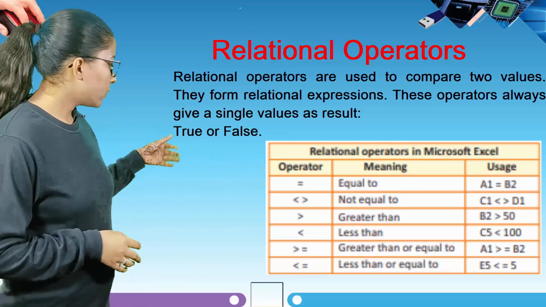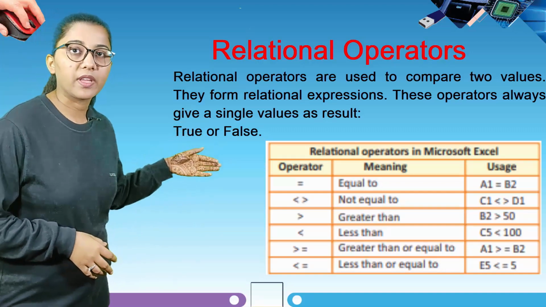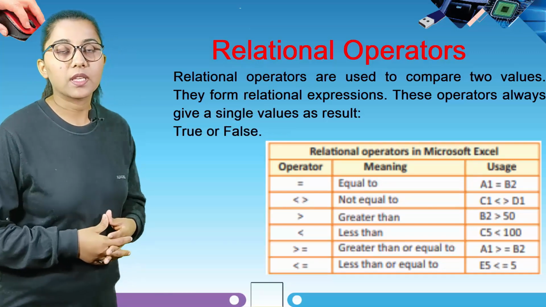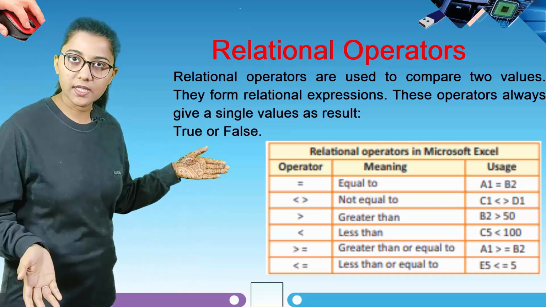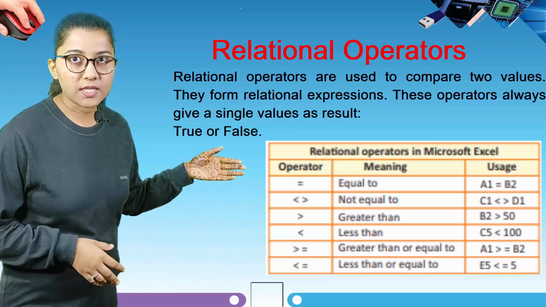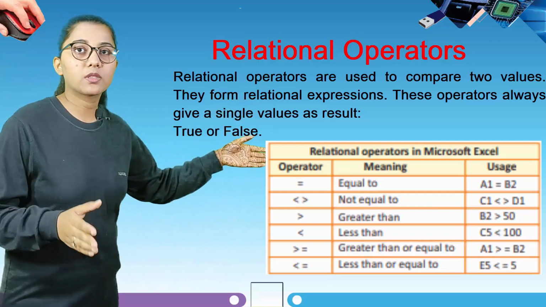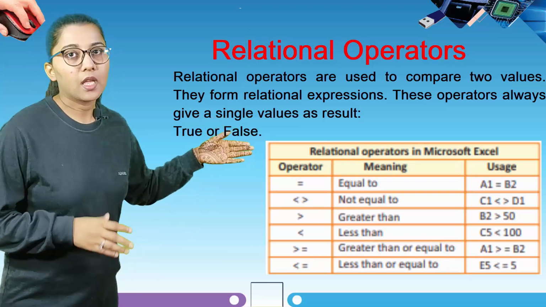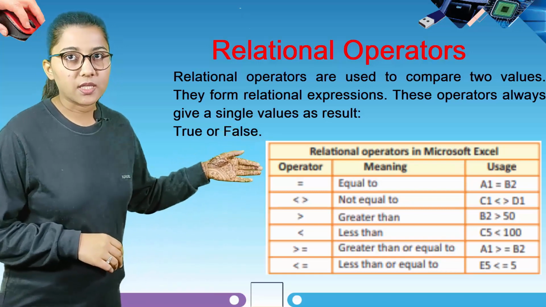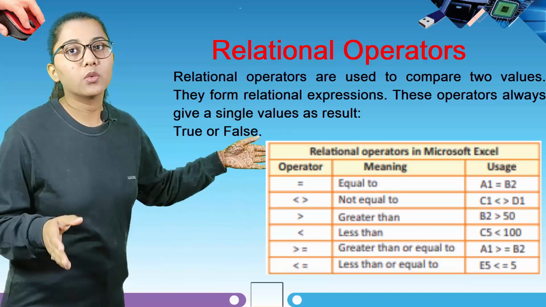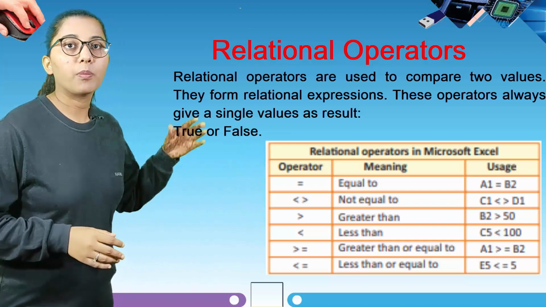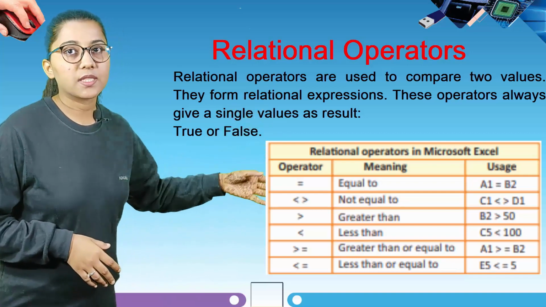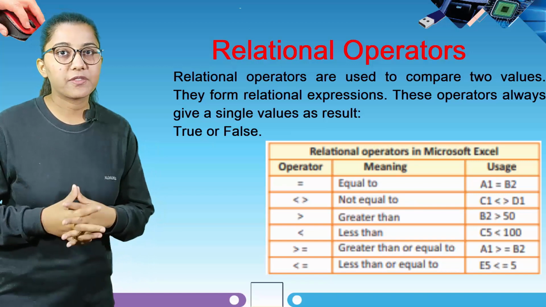As we can see, first we have the operator, then its meaning, and then its usage. Our first operator is equal to, and its usage is A1=B2. Then we have not equal to, and its usage is C1<>D1. Then we have the operator greater than, and its usage is B2>50.